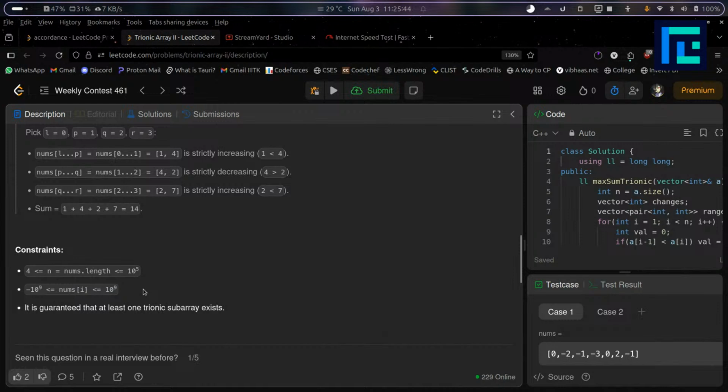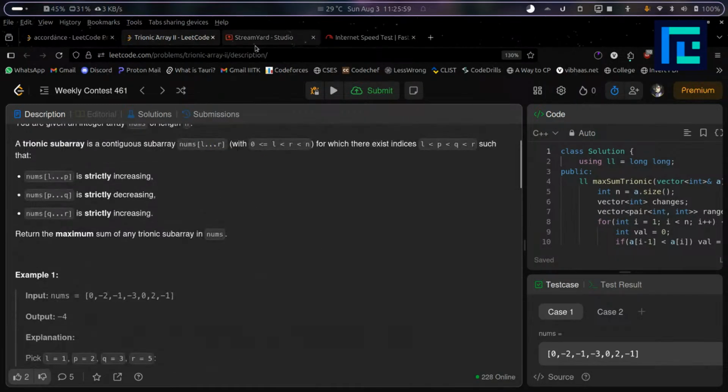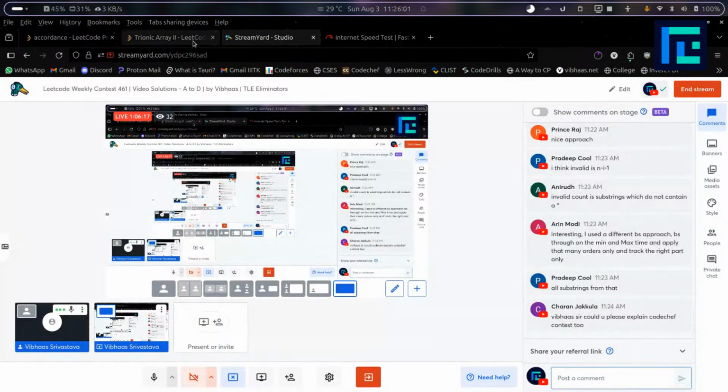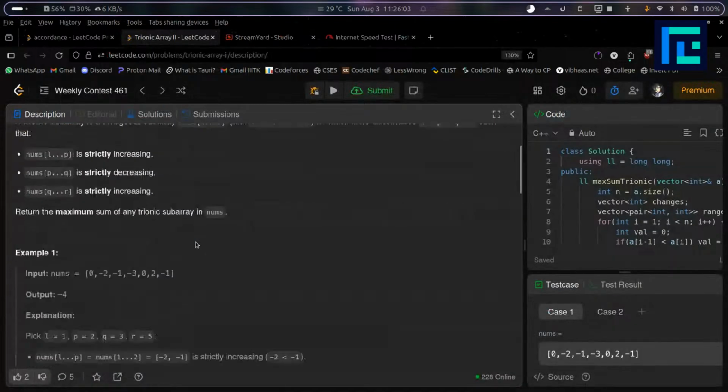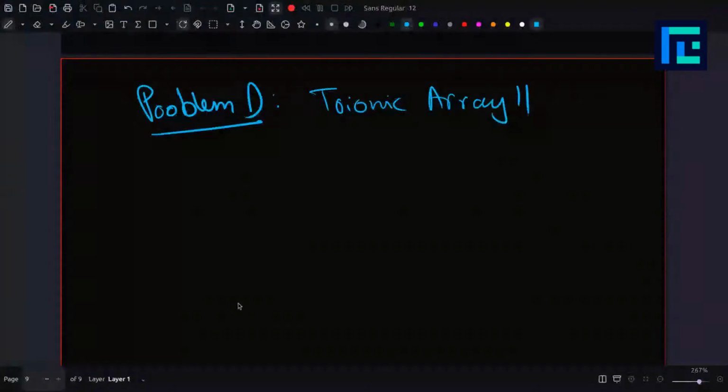Here observe that nums[i] goes from negative 10 to the 9 till 10 to the 9. So negative numbers and negative sums will also be possible. Also, the length goes up to 10 to the power 5, so O(n) or O(n log n) is expected. So they have given an array, and here's an example trionic subarray which has maximum sum.